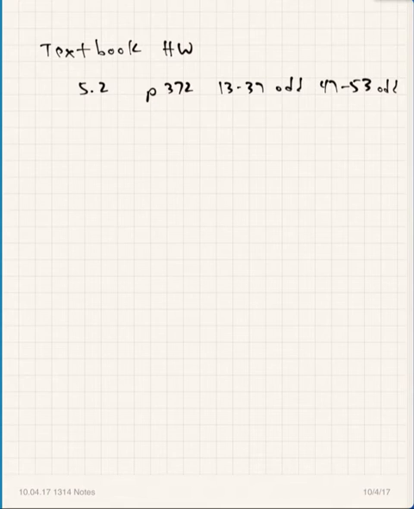And then if you're feeling particularly ambitious, you could look at section 5.3. We haven't quite finished 5.3 yet, but we've gotten through a decent amount of 5.3. And so you could look at page 390 and look at problems 7 and 9 and 31. We definitely have more to do on that section than those problems.